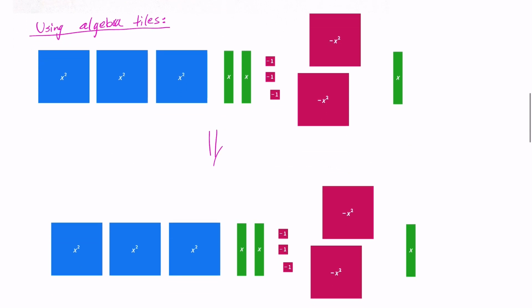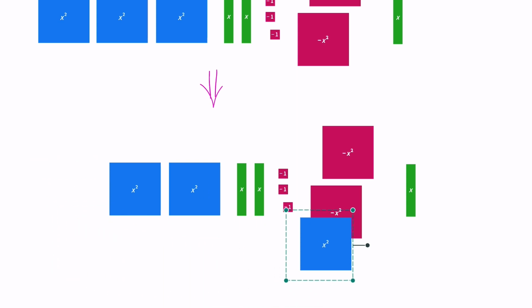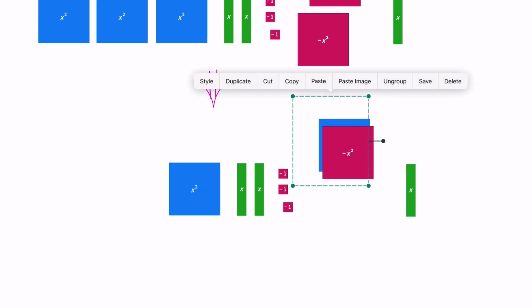How do I simplify it? I make use of the zero principle, the zero pair rule. So that's telling me that if I bring one of these blue x squareds with one of the red x squareds, they're going to cancel, so delete. If I bring one of the blue giant squares with one of the red giant squares, they're going to cancel each other. They're going to annihilate each other. And that's it. Those are all the cancellations that are going to happen.